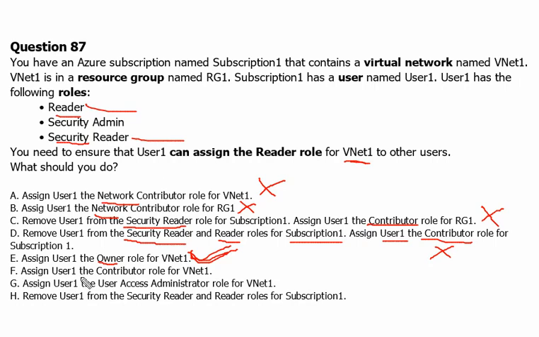Option F is assign user 1 the contributor role on the VNet 1. That will definitely not be helping. Option G, assign user 1 the user access administrator role for VNet 1. Yes, this user access administrator role allows assigning permission to other users. Therefore, option G will also work in this case. Remove user 1 from security reader and reader, that will also not be helping in this case. So option E and option G are the correct answers in this case.